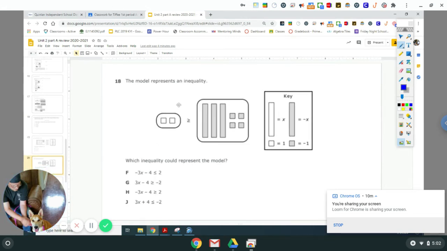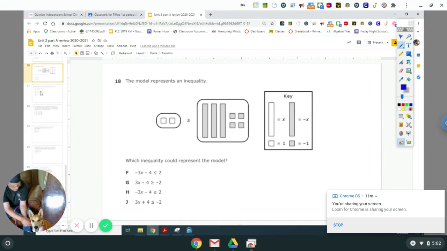The model represents an inequality. Which inequality could represent this model? So you have to have 2 is greater than or equal to. So if I flip this around, you would have negative 3x's. So that means F or H minus 4. So F or H still has to be less than or equal to 2. So F is the correct answer for number 18.